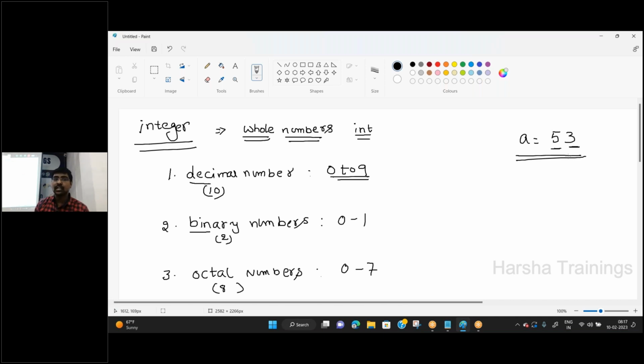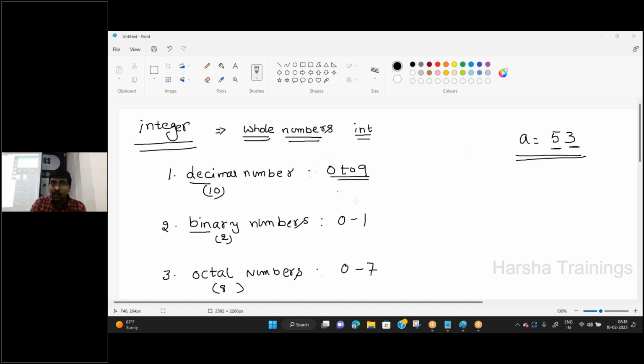Now the question is, how can you say that 53 is a decimal number? Anyone? Is my assumption right or wrong? I said 53 is an octal number. You said 53 is a hexadecimal number. Some other person said 53 is a decimal number. Which one is correct? Divided by 10, remainder is 3. No.